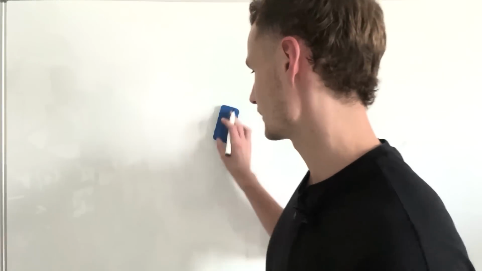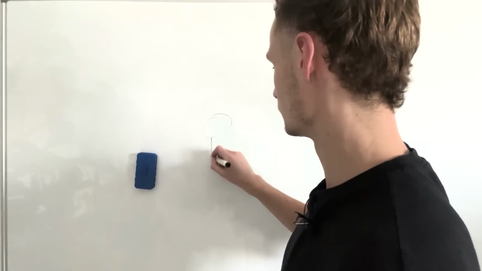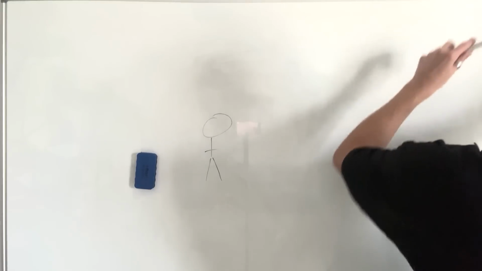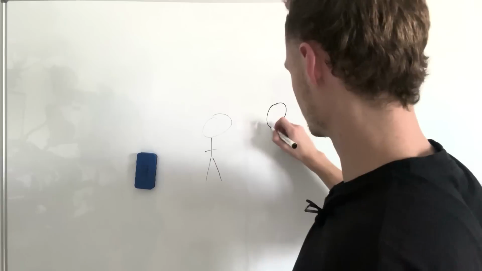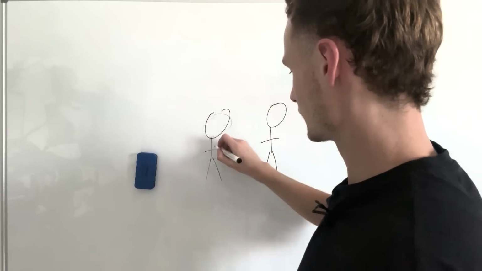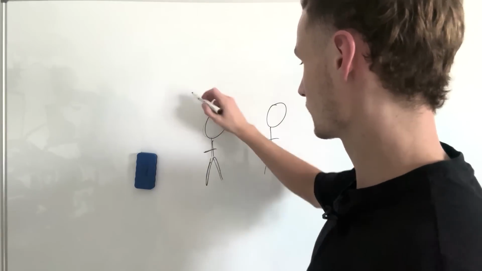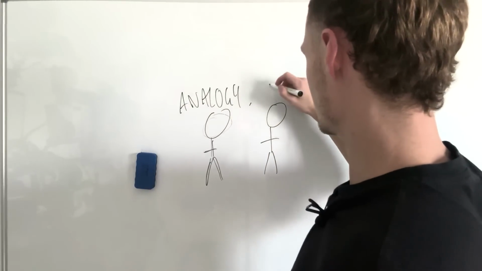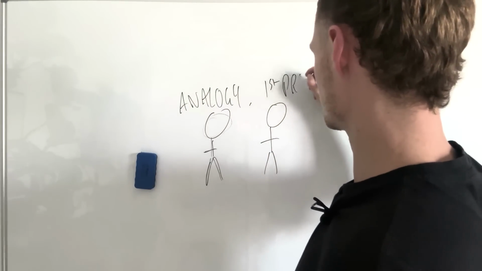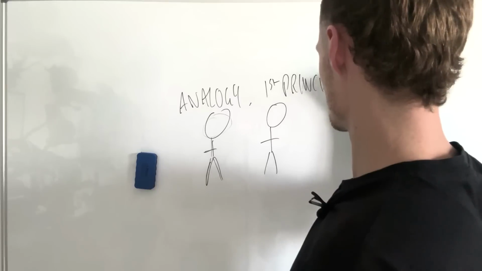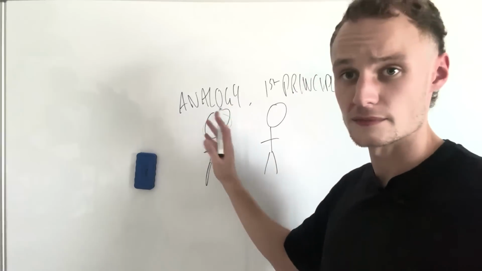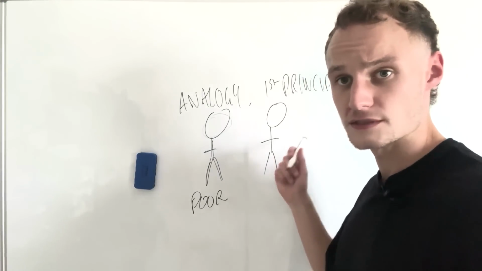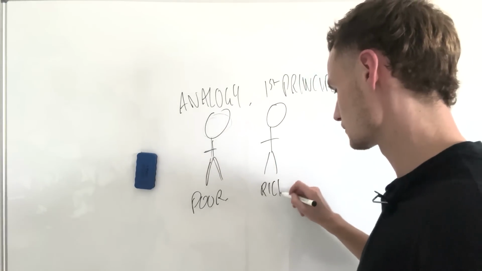I'm going to start by telling you that there's really two types of people in life. We have people over here who reason from analogy, and we have people over here who reason from first principles. People who reason from analogy are usually poor, and people who reason from first principles are usually rich.